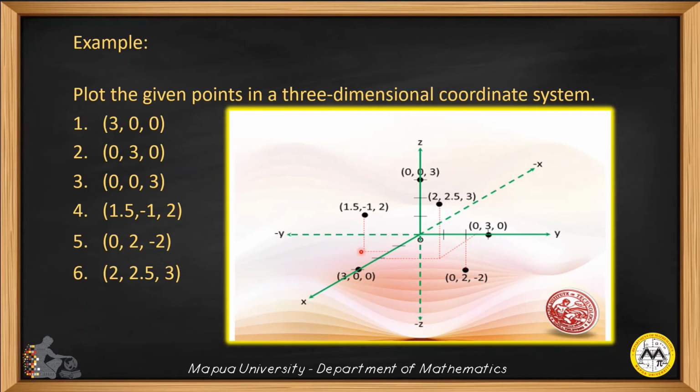But for this point, the z coordinate is 2. So what we need to do now is, from this position, move 2 units upward and hit this point. This point now is the point with coordinates (1.5, -1, 2). So you may practice with the other examples there.